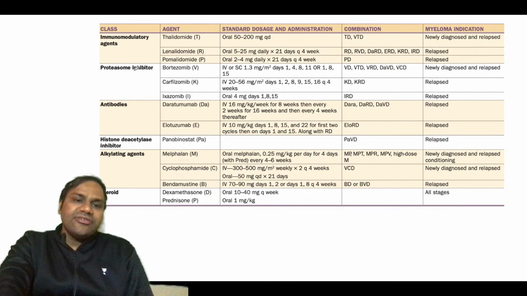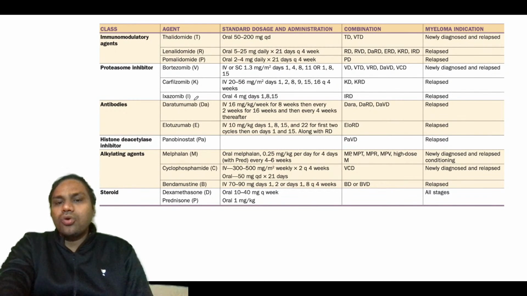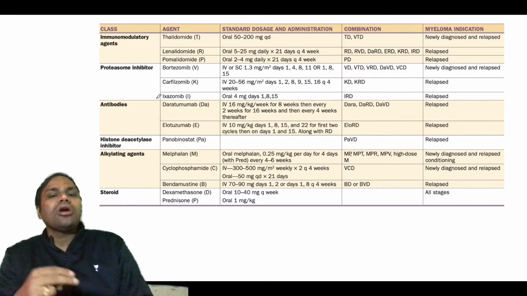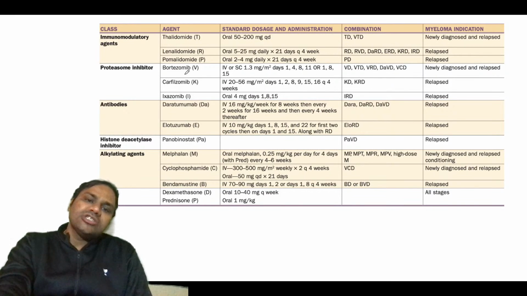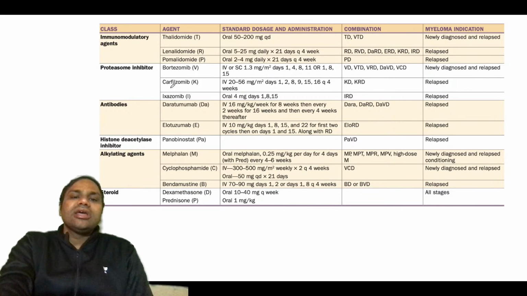In case of protease inhibitors, the major drugs are bortezomib, carfilzomib, and ixazomib. These are the important protease inhibitors. Most of them are given IV, and remember ixazomib is the first protease inhibitor which can be given orally in case of multiple myeloma. In the newly diagnosed case bortezomib is used, and carfilzomib and ixazomib are used in the case of relapse.